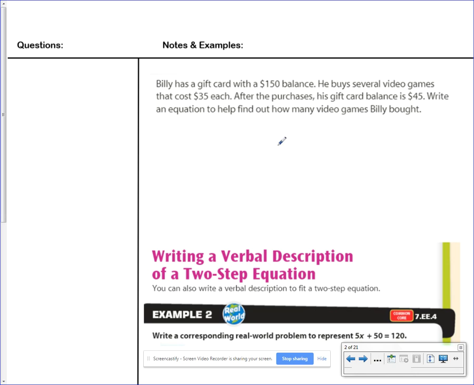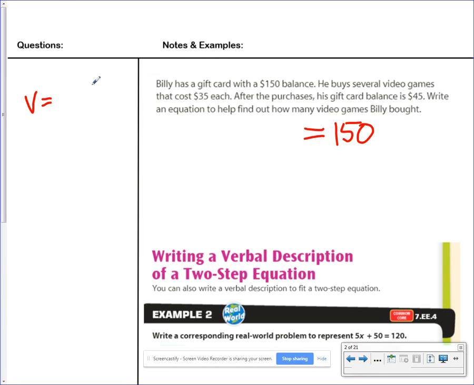Okay, so we're starting. Let's think of this. I'm going to put my equal sign in the middle. I know my gift card had $150 on it. I spent a bunch. In fact, Billy bought some video games. We're trying to figure out how many video games he bought. So what variable do you want to use?